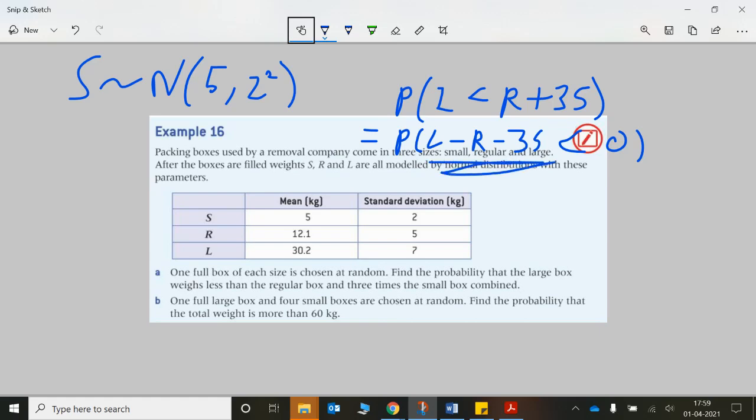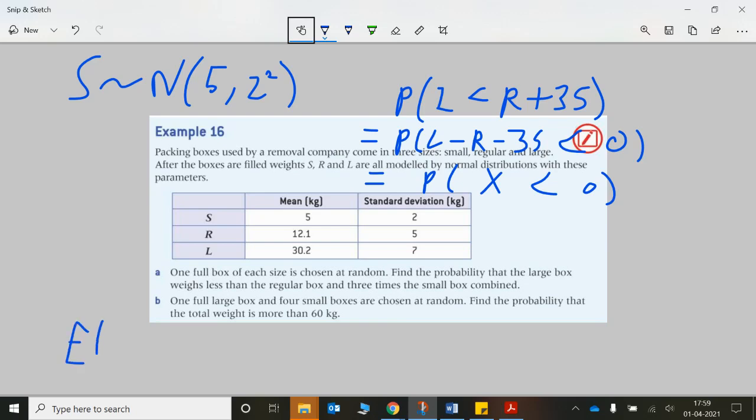Now, this thing we could call X or Z if we want to. So what we're really looking for is what's the probability that X is less than 0. Now, we've got normal distributions which we can add together. And so we're talking about combined variables, and they're all normal distributions. We're going to combine these normal distributions.